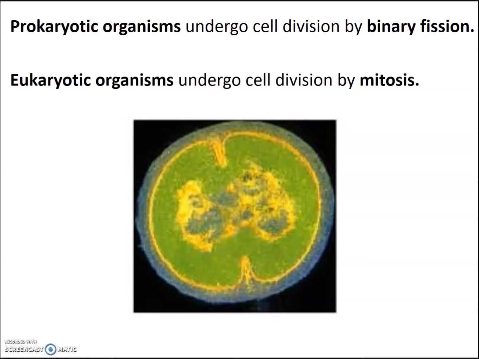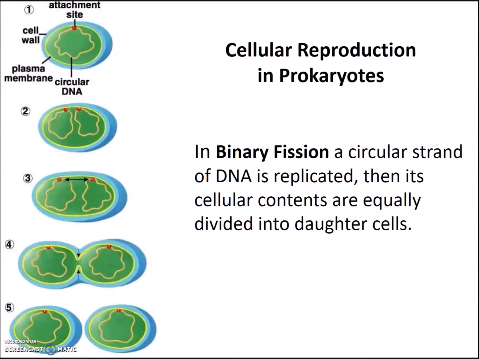The binary fission process by which prokaryotic organisms replicate is fairly simple and straightforward. The process by which eukaryotic organisms replicate is a little more complex, and we're going to study that one as well. It's called mitosis. First, let's diagram binary fission.